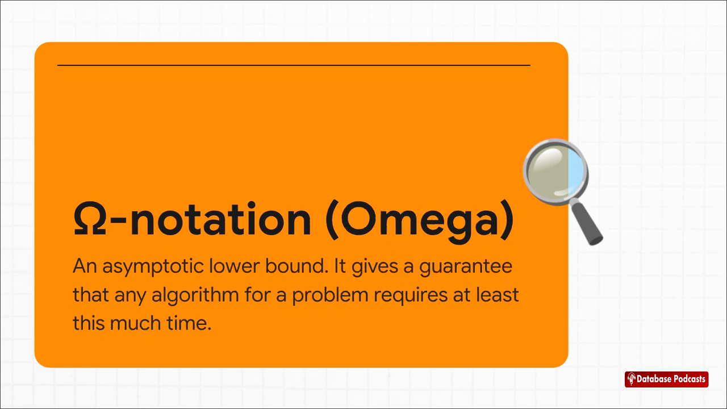And to complete the set, we have omega notation. You can probably guess this one. If big O is the ceiling, omega is the floor. It gives us a lower bound. It's a guarantee that says the algorithm will perform at least this well. It's our way of describing the best case performance.